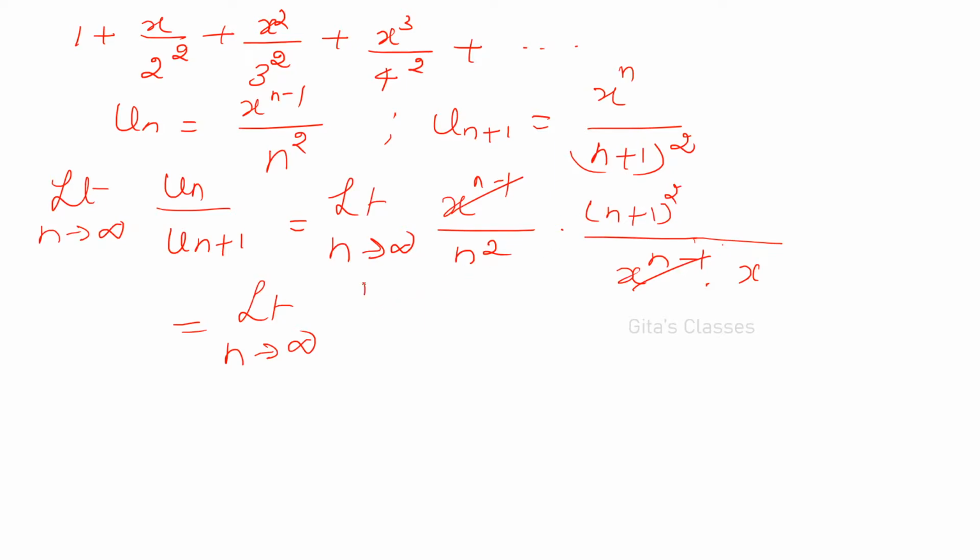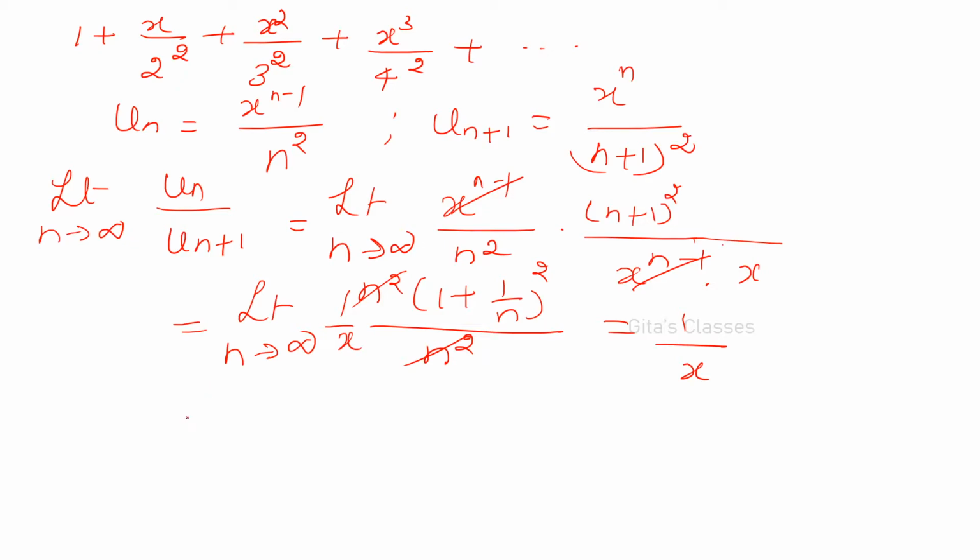Here you take n squared outside. So n squared into 1 plus 1 by n the whole squared divided by n squared, right? So n squared will get cancelled. You will have 1 by x also. When you substitute the limit, this will become 0. Only 1 by x is remaining. So depending on the value of x, now we got the limit as 1 by x.